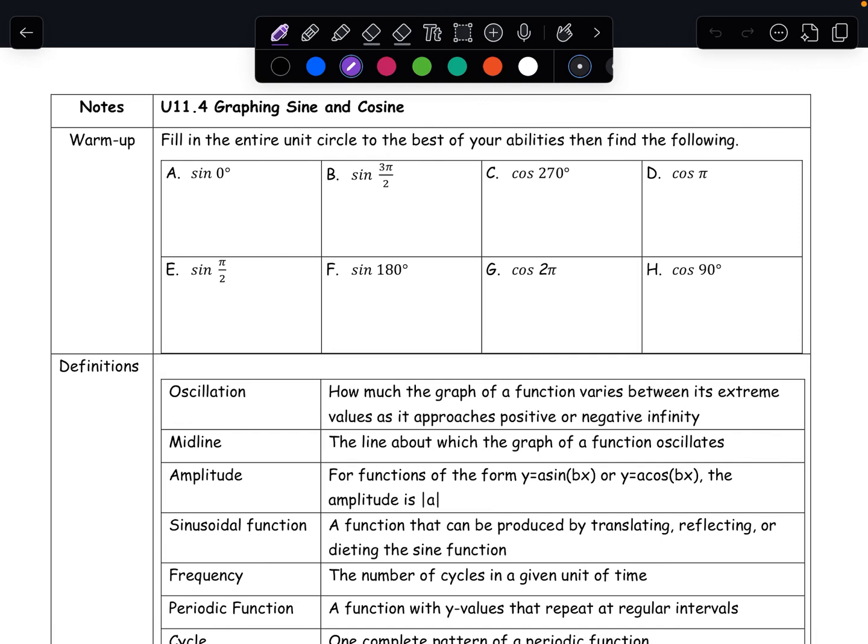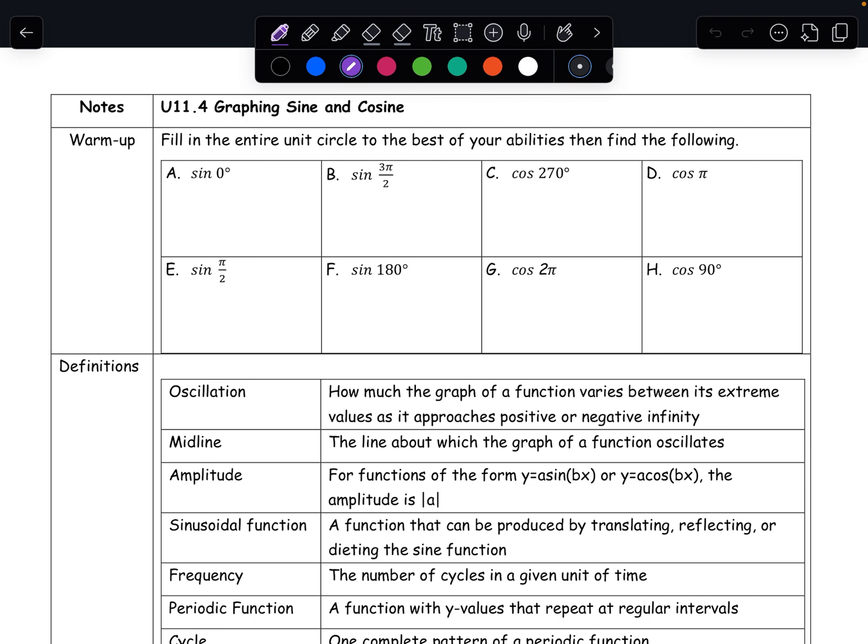Hello and welcome to 11.4 Graphing Sine and Cosine. For today, we are going to be graphing sine and cosine's parent functions and then graphing them with transformations, just like we do with quadratics and all of that. So, to begin, I want you to start with your warm-up.